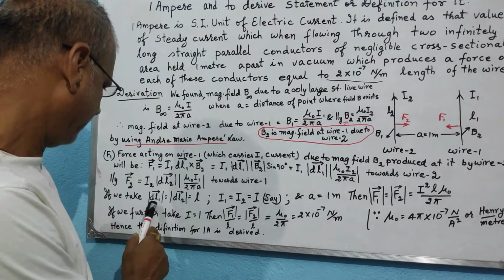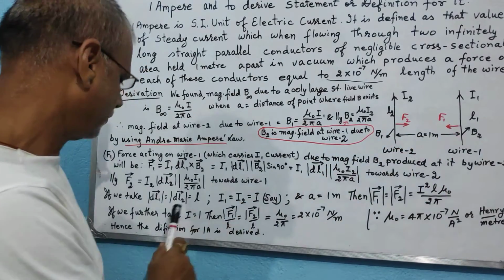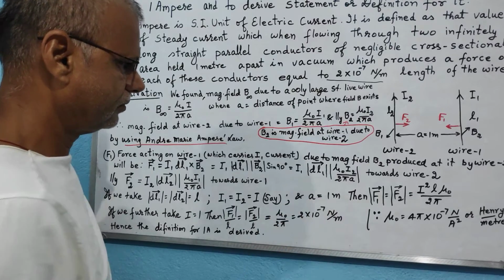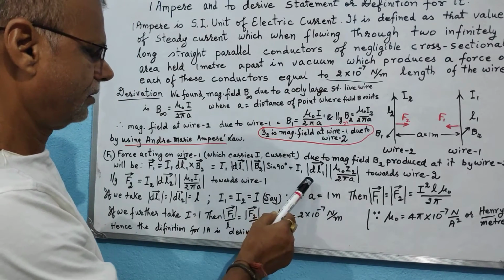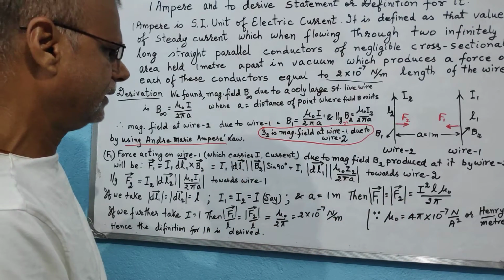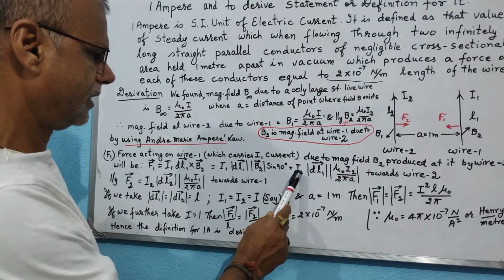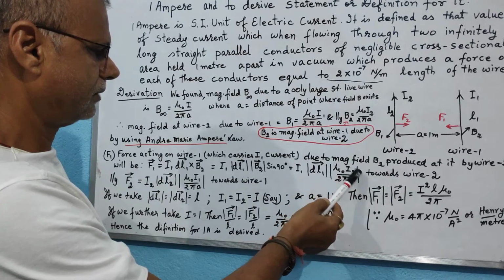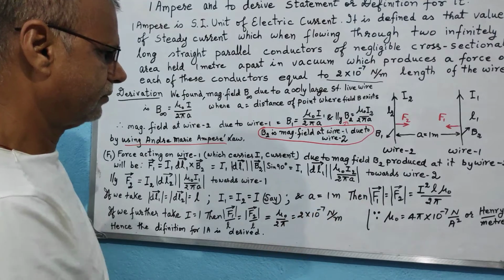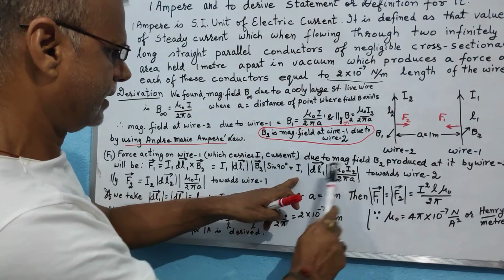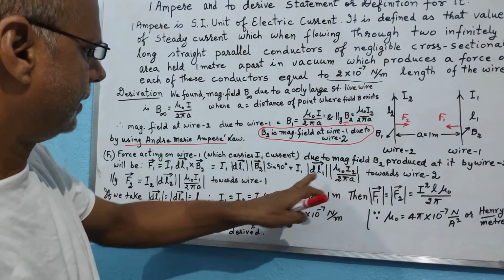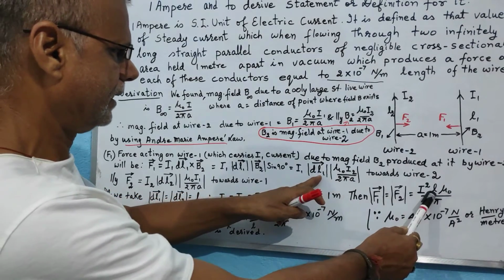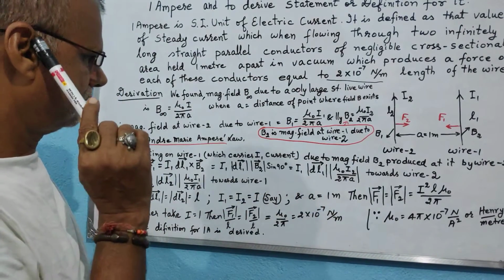If we take dL1 equal to dL2 equal to say L, we take I1 equal to I2 equal to I, and we take a equal to 1, then the magnitude of both these forces, ignoring the direction now, is I1 becomes I, dL1 becomes L, mu 0 is constant already, I1 equals I2 equals I, and a equals 1, so we get I square L mu 0 divided by 2 pi. So this is the magnitude of force.